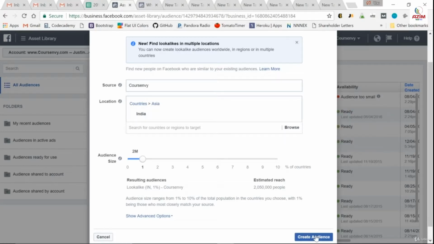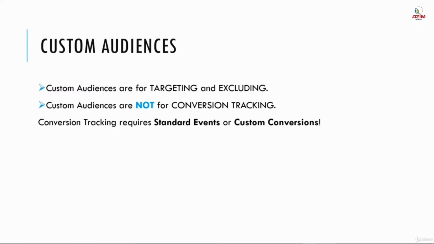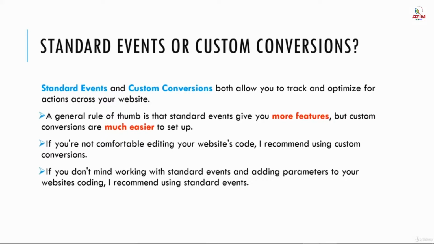So click Create. So as you begin to build various custom audiences, you'll see that it's slightly limited. Custom audiences are for targeting and excluding these various sets of traffic. Custom audiences are not for conversion tracking. Conversion tracking requires standard events or custom conversions. So which should you use? Standard events or custom conversions?